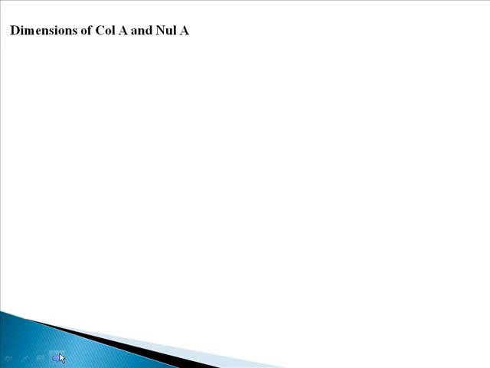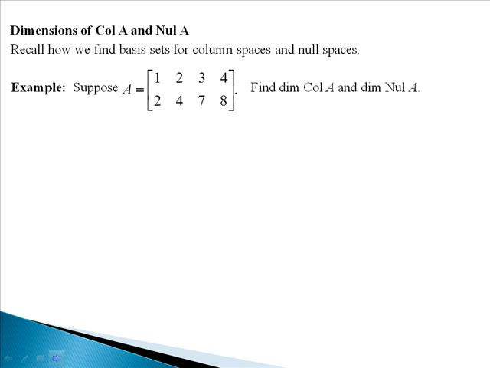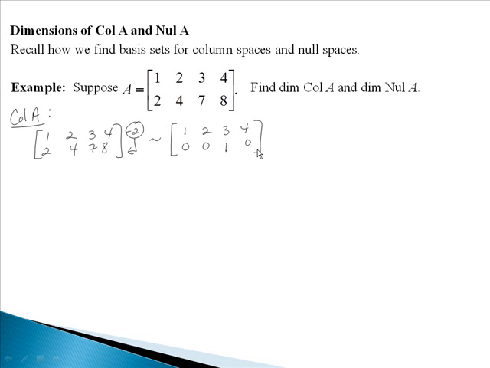Now let's look at the dimensions of the column space of A and the null space of A. Recall how we find basis sets for column spaces and null spaces. So in this example, we're going to suppose A is this 2x4 matrix, and we want to find the dimension of the column space and the dimension of the null space. So first we're going to look at the column space of A, and we're going to work first to find a basis. So I'm going to take my original matrix, and I'm going to multiply here by -2 and add, and we get this matrix here.